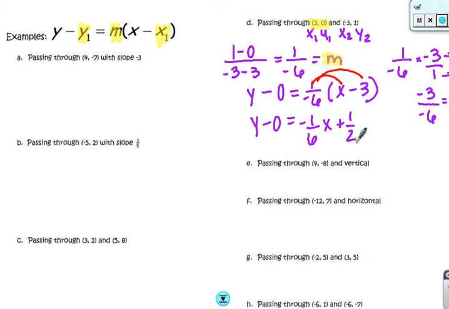So we need to get y by itself. If I add 0, I would have to add it to 1/2, and 1/2 plus 0 is still 1/2. So our final answer is y equals negative 1/6 x plus 1/2.